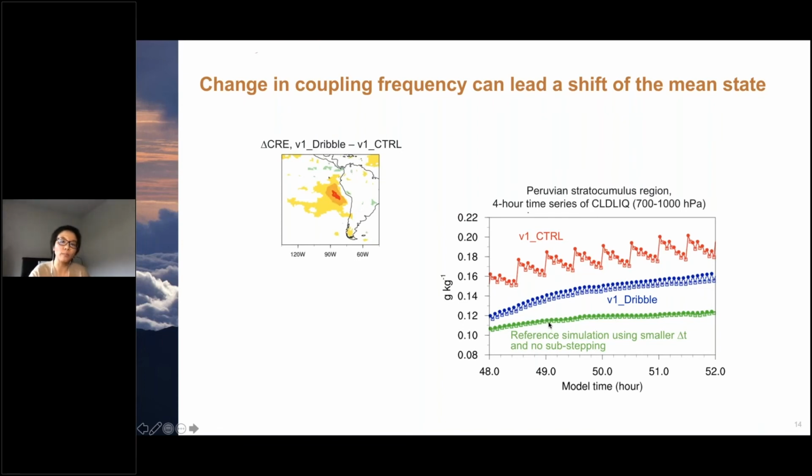And so on this slide, there is also a green time series, which is from a simulation that uses a much shorter time step and no sub-stepping at all. So comparing those three lines, we can see that tighter coupling between the microphysics and the rest of the model does systematically push the solution towards what we think is more accurate numerically. But then still, there is the question: why is there this systematic decrease?